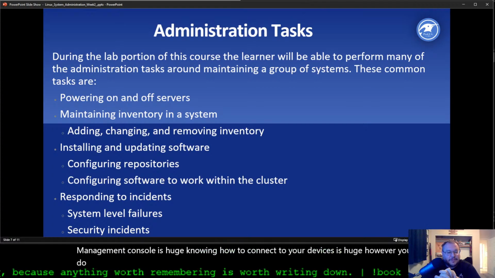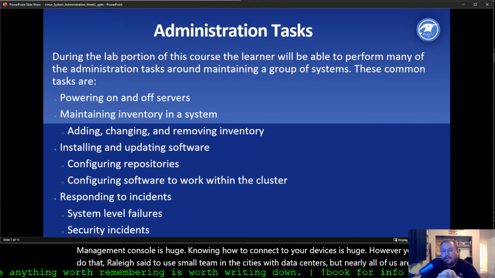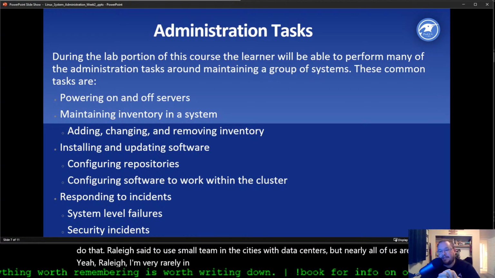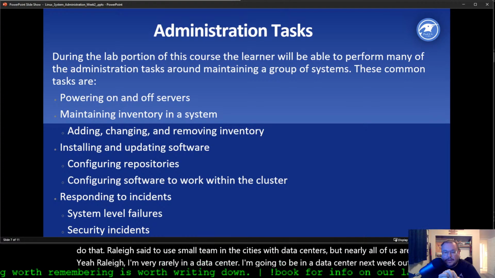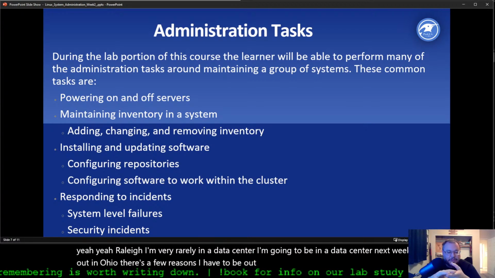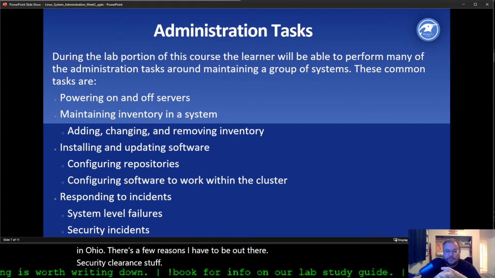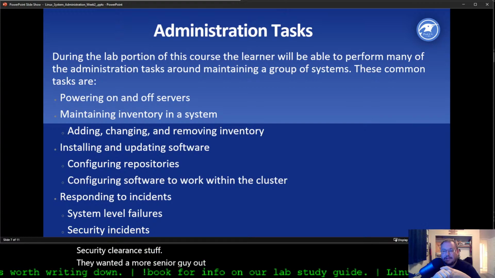Raleigh said you're a small team in the cities with data centers, but nearly all of us are. Yeah, Raleigh, I'm very rarely in a data center. I'm going to be in a data center next week out in Ohio. There's a few reasons I have to be out there. Security clearance stuff. They wanted a more senior guy out there than the last.